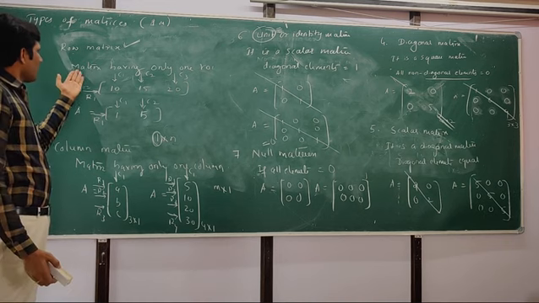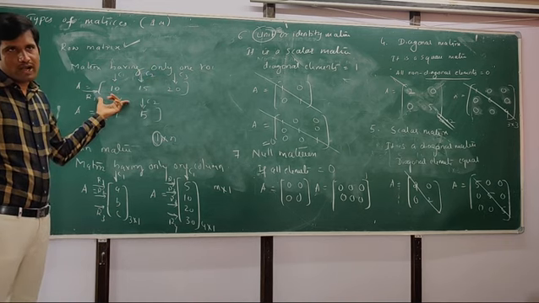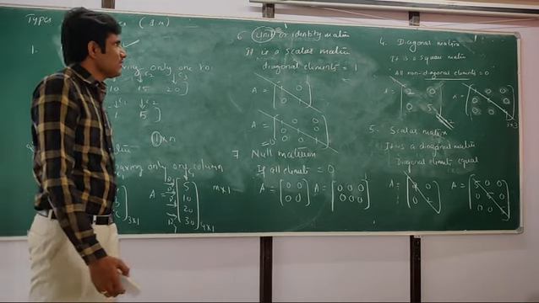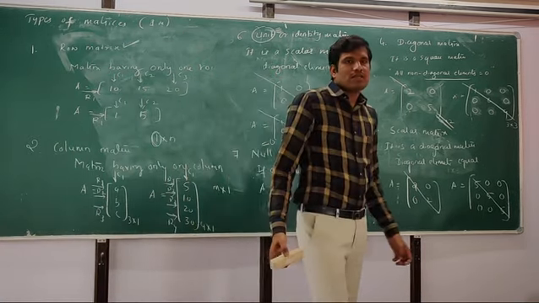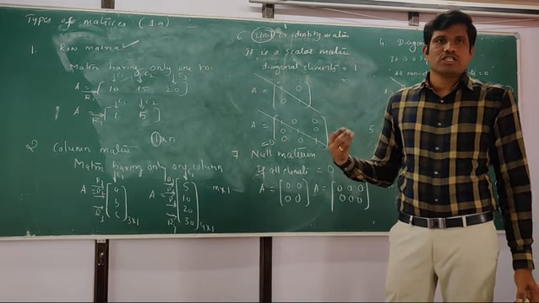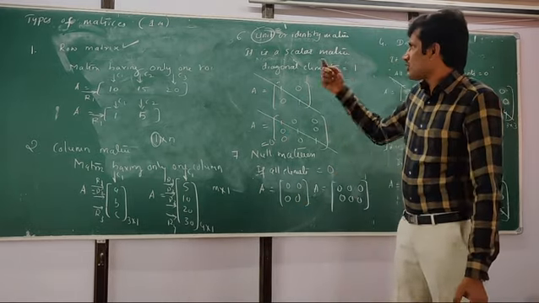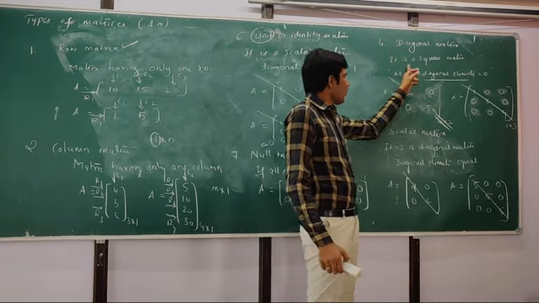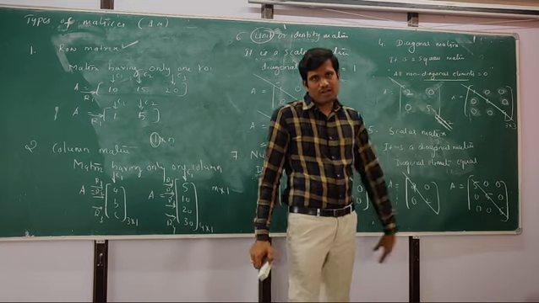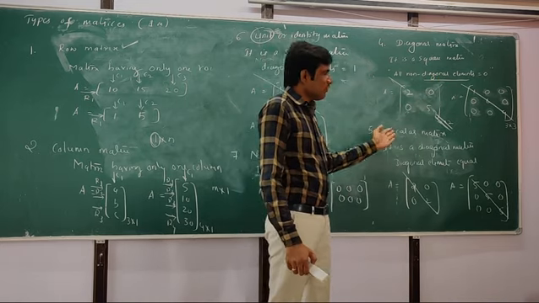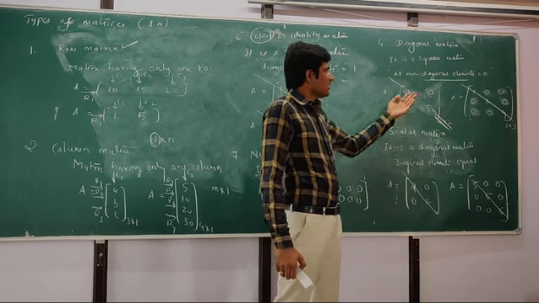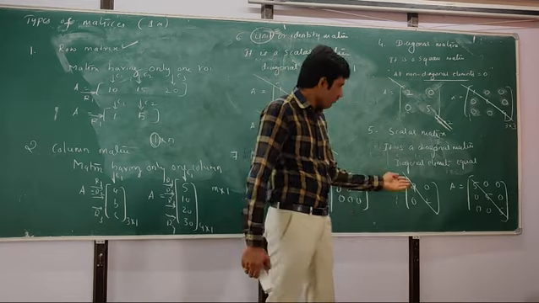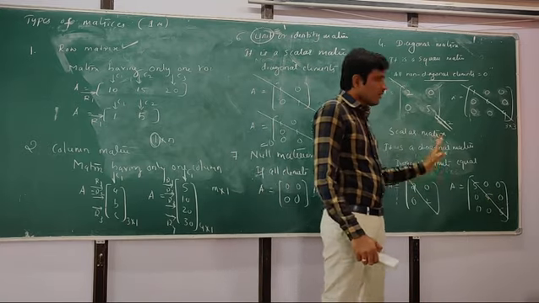So row matrix: a matrix having only one row is called a row matrix. Column matrix: a matrix having only one column is called a column matrix. Then the third one we have is square matrix: a matrix in which the number of rows is equal to the number of columns is called a square matrix. Then we have diagonal matrix. A diagonal matrix is a square matrix in which all non-diagonal elements are equal to 0. Then the fifth one is scalar matrix. A scalar matrix is a diagonal matrix in which all diagonal elements are equal. Right? So if all the diagonal elements are equal, that is called a scalar matrix.